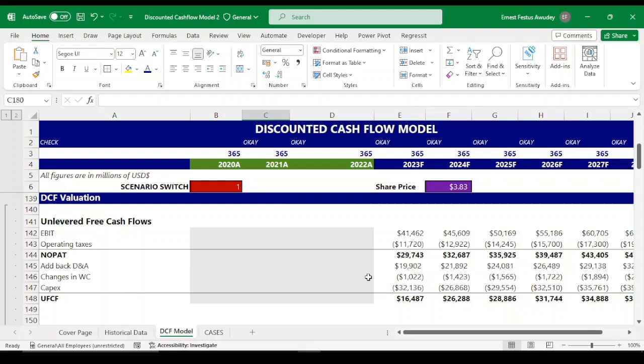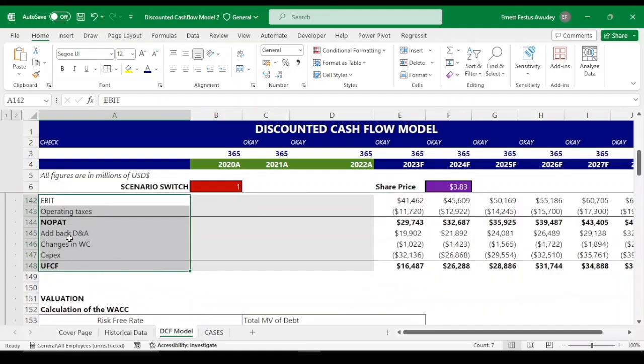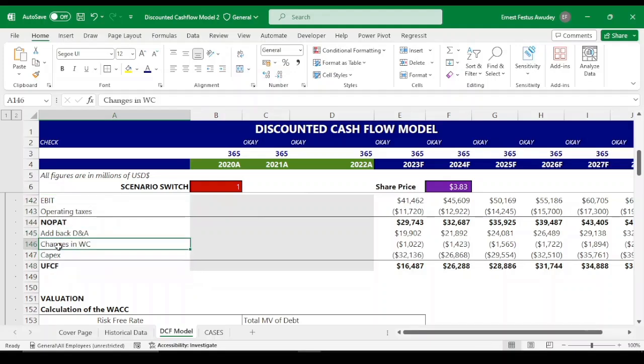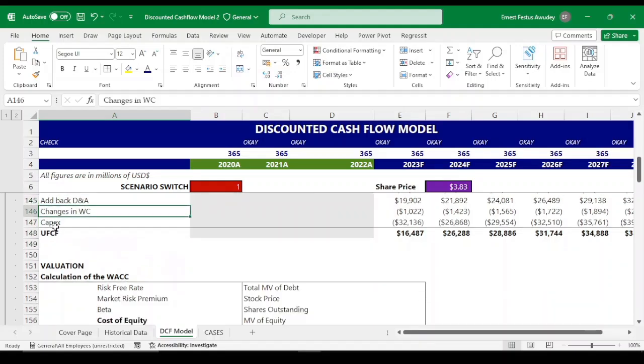As you can see, the DCF model starts with calculating your unlevered free cash flow, and those unlevered free cash flows are what we have here. It starts with earnings before interest and tax, or the EBIT, and then we deduct our operating taxes to get our net operating profit after tax, and we add back our depreciation and amortization. We also adjusted for changes in working capital, and deducted our capex, or the capital expenditures, to obtain our unlevered free cash flow to the firm.